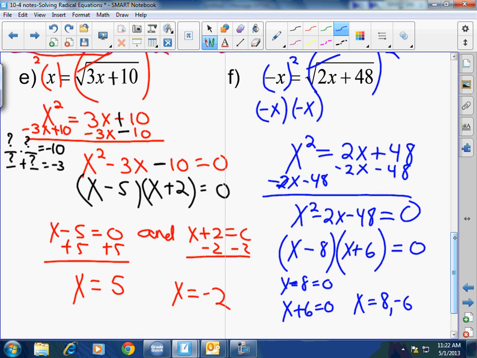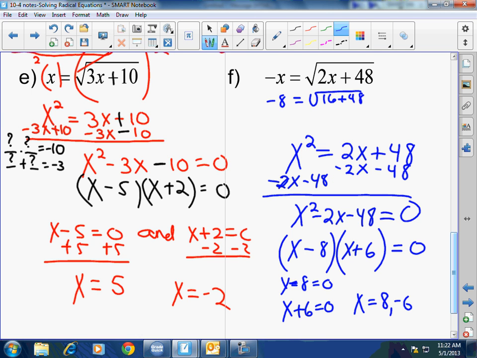Now let's see if it works, guys. Let's see which one of these works. Okay, let's try with when x is 8. Does negative 8 equal 16 plus 48? Negative 8 equals square root of 64. Does negative 8 equal 8? No. So 8 is extraneous.